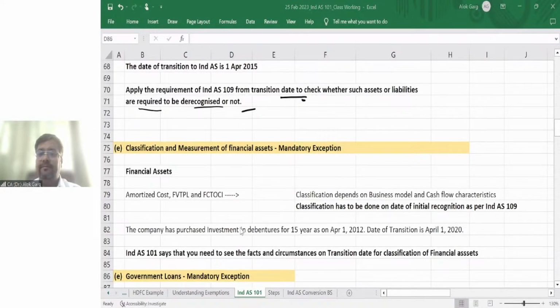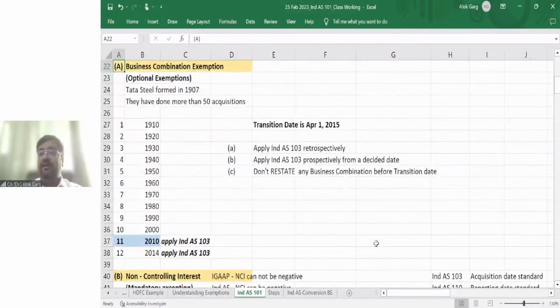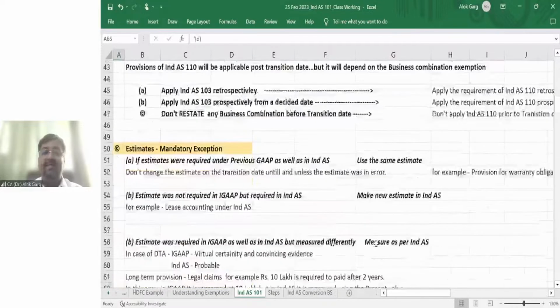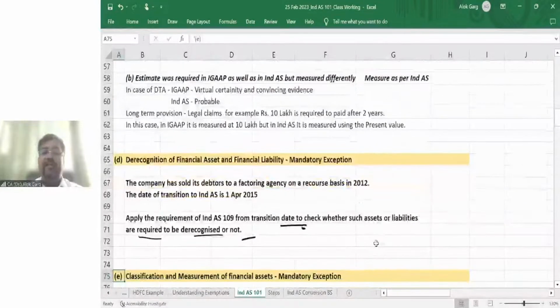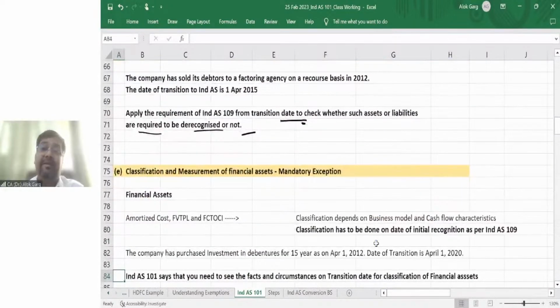Is it clear? Is it clear or not clear, guys? Have you understood this mandatory exception? So I have told you 5 items so far. Business combination exemption, it was optional exemption, but non-controlling interest estimates, derecognition of financial asset and financial liability, and classification and measurement of financial asset. These are the mandatory exceptions, right?